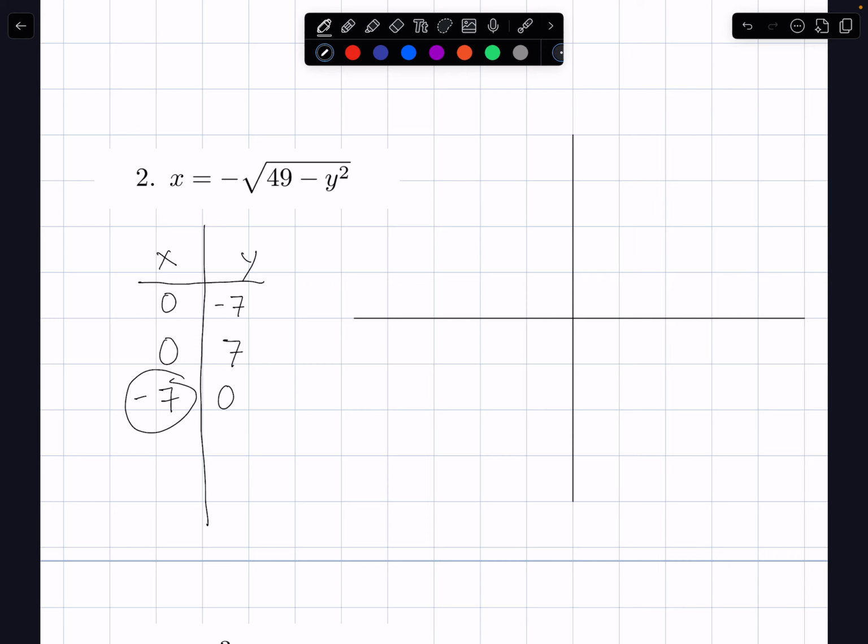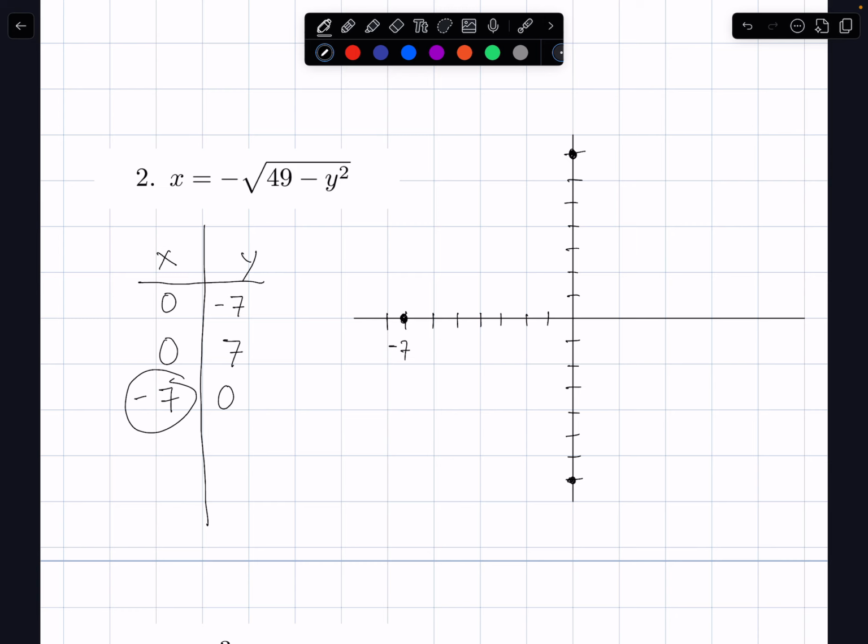So this time I've got 0, negative 7. So let's see, 1, 2, 3, 4, 5, 6, 7. Yeah, okay. 0, negative 7. That's right. And then 0, positive 7. So 1, 2, 3, 4, 5, 6, 7 right there. And then I've got negative 7, 0. So that's going to be 1, 2, 3, 4, oops, missed the line, 4, 5, 6. Not like I'm totally accurate, but you get negative 7. So negative 7, 0 right there.